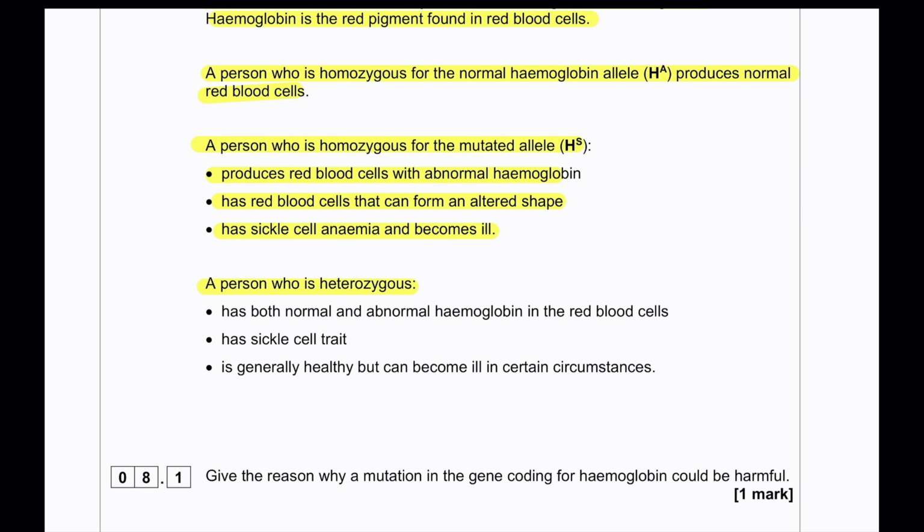A person who is heterozygous has both a normal and abnormal hemoglobin in the red blood cell, has sickle cell trait, is generally healthy but can become ill in certain circumstances. So a person who is heterozygous has HA and HS both. A person who is homozygous with the mutated allele has HS and HS. So a normal person would be homozygous with HA and HA.